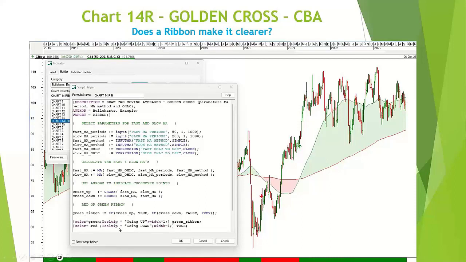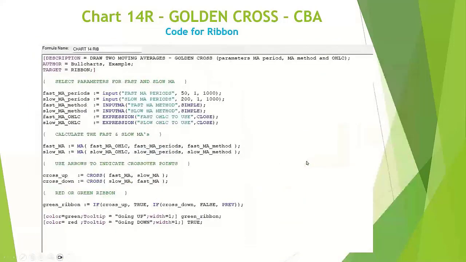Now, we display that green ribbon just here. We know the target is ribbon. I'm going to say the ribbon is green. I'm going to give it a tool tip called going up. And the width is going to be one. You can change the width of the ribbon. Width of one is the normal you'd use for this sort of size. And if green ribbon is true, display a green color and the tool tip going up. And if it's not a green ribbon, it's got to be a red ribbon. So default to true, and the color will be red. So that little piece of code is responsible for drawing this ribbon, and you'll see that it does line up and match with the ribbons, the green and red areas on the chart. That's the code.